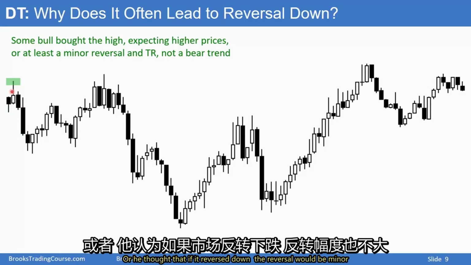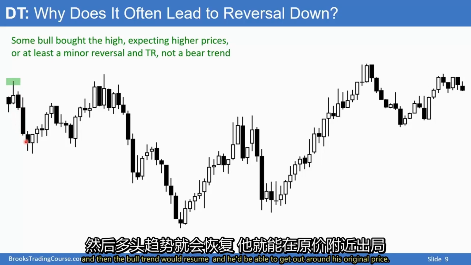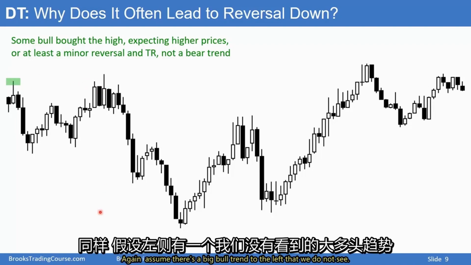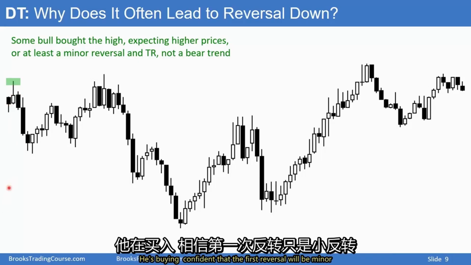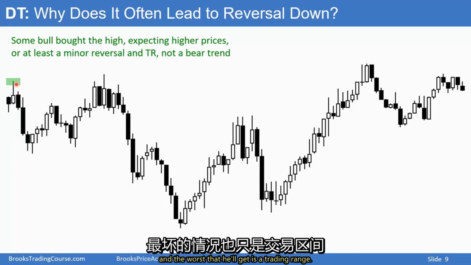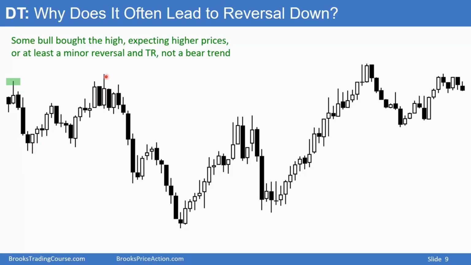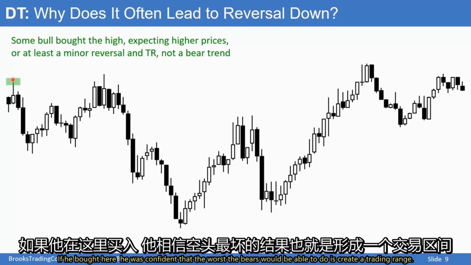Or he thought that if it reversed down, the reversal would be minor, and then the bull trend would resume and he'd be able to get out around his original price. He was not expecting a bear trend. Again, assume there's a big bull trend to the left that we do not see. He's buying, confident that the first reversal will be minor, and the worst that he'll get is a trading range. And when the market gets up to the top of the range, he'll be able to exit with a profit.